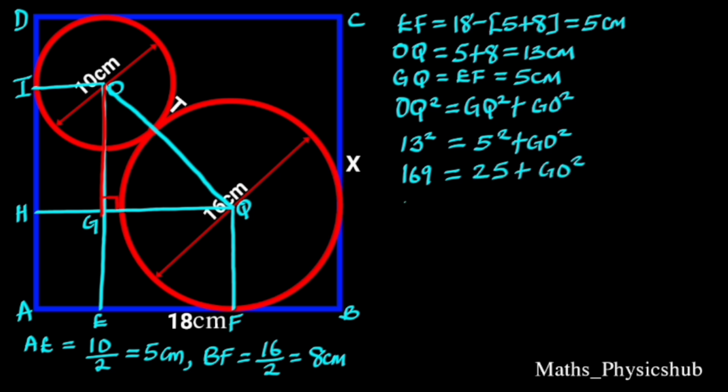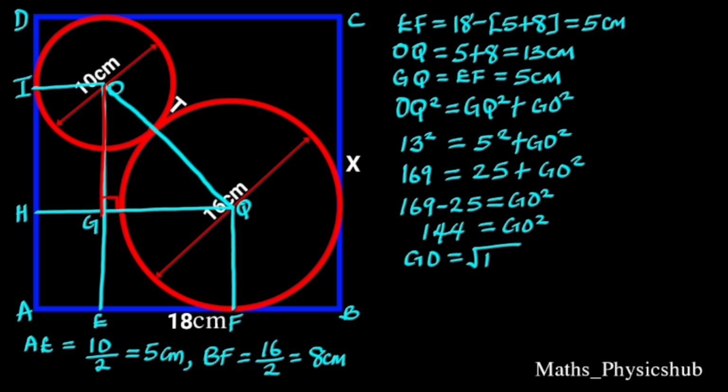To find GO, we take 25 to the right side, 25 going to the right will become negative. It follows that 169 minus 25 equals GO squared. 169 minus 25 is equal to 144, so 144 equals GO squared. Taking the square root of both sides will give us GO equals square root of 144, which is 12 centimeters.